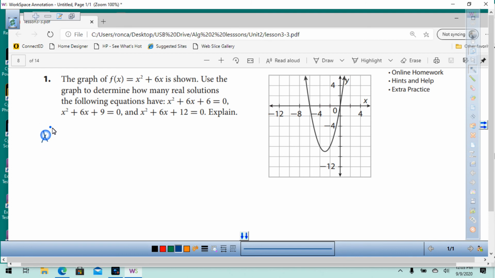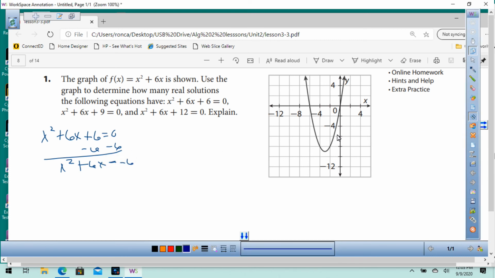Alright, so we're going to take this x squared plus 6x plus 6 equals 0, and we're going to subtract 6 from both sides. And that's going to give us x squared plus 6x equals negative 6. So let's just graph that. Negative 6. There's negative 6. So if you'll notice, it's going to have two solutions.